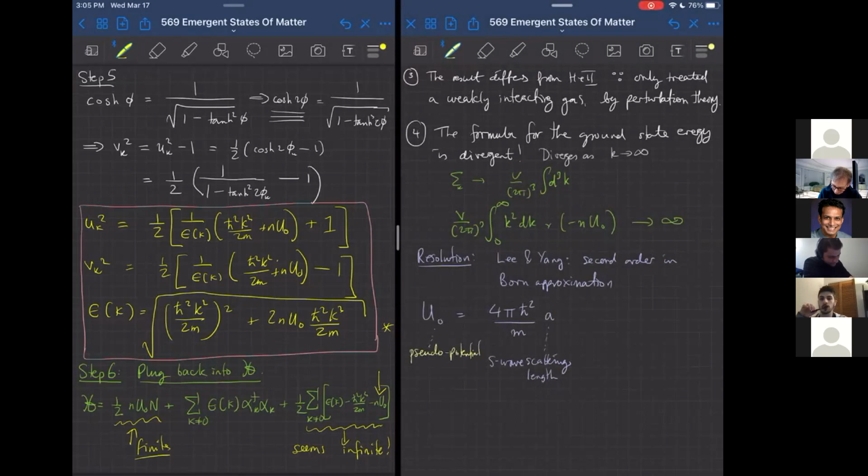And by pseudo-potential, what I meant was I replaced u of r by u naught delta of r, something like that. Actually, it's not really quite delta of r. It's more like, well, it doesn't matter. It's close to that. Okay, it's more complicated, but don't get carried away with that.